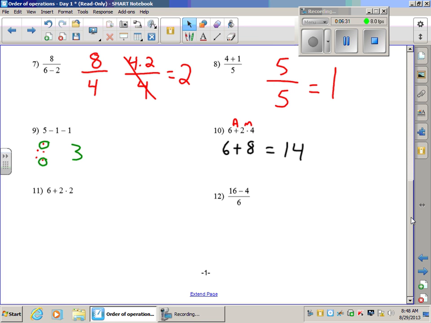Number 11, you have the same kind of idea here. You have addition, which is low priority, and you have multiplication, which is medium priority. Well, the multiplication is higher priority, so we're going to do that first. So we're just going to copy the 6 plus, and the 2 times the 2, that's 4, and 6 plus 4, that's 10.